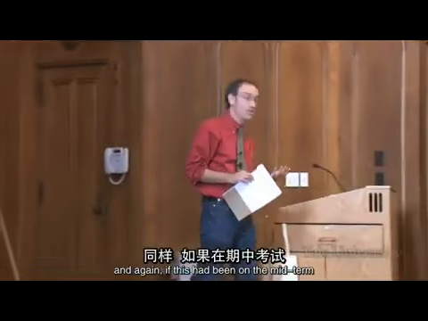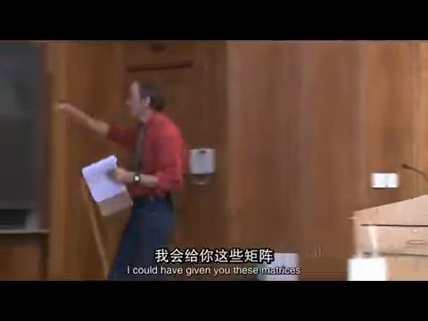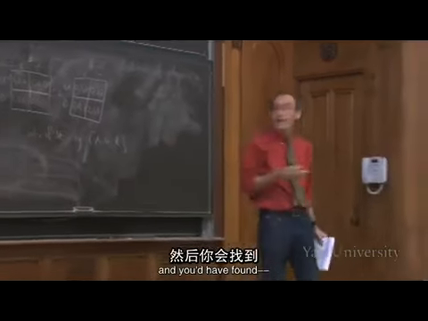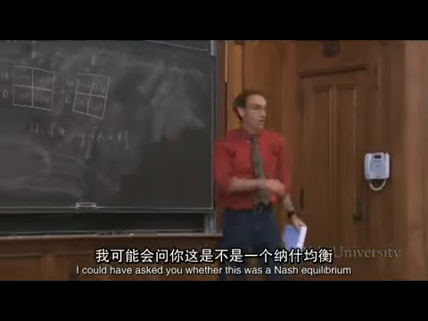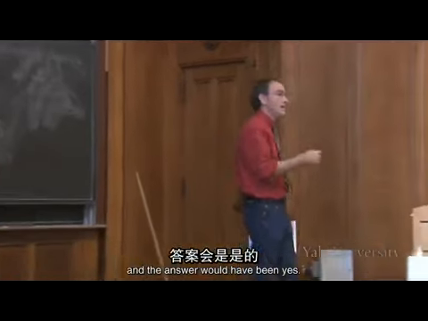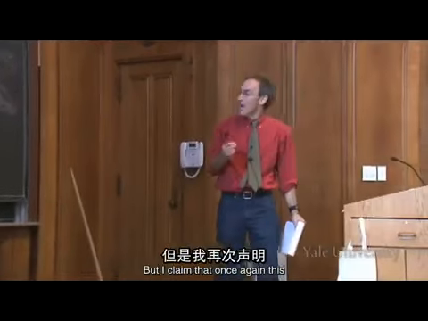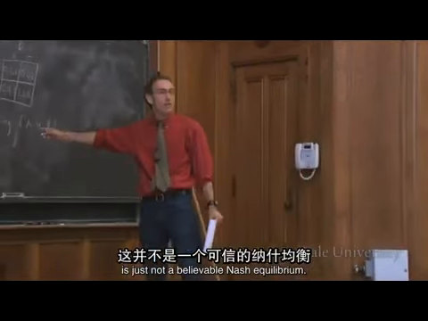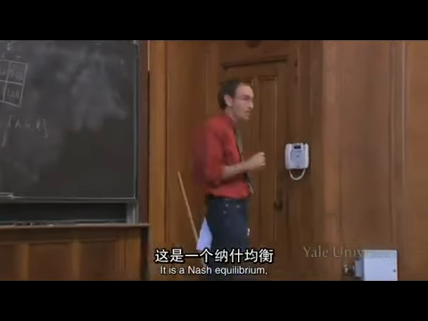And again, if this had been the midterm, I could have set this up. I could have given you these matrices, or the story behind them, and you'd have found this. I could have asked you whether this was a Nash equilibrium, and the answer would have been yes. But I claim that once again, this is just not a believable Nash equilibrium. It is a Nash equilibrium.